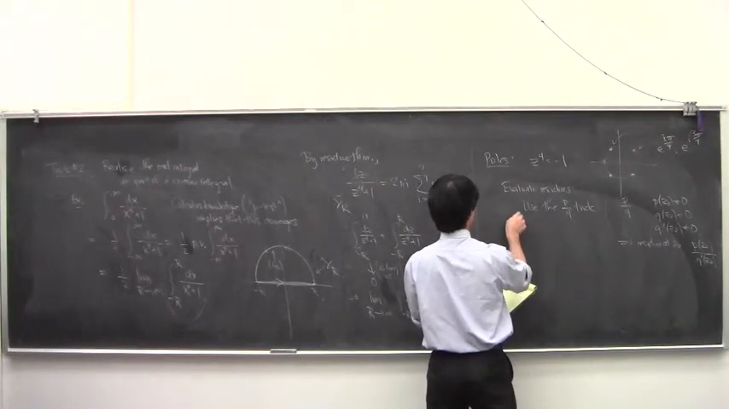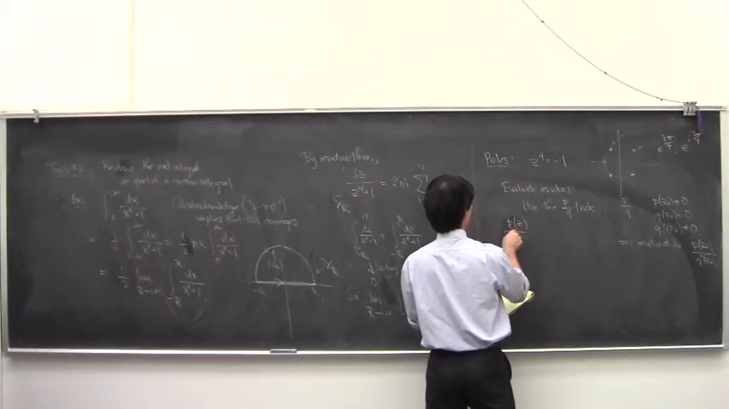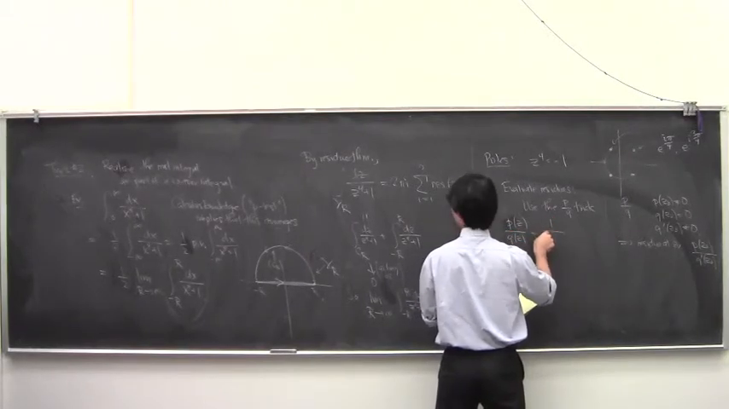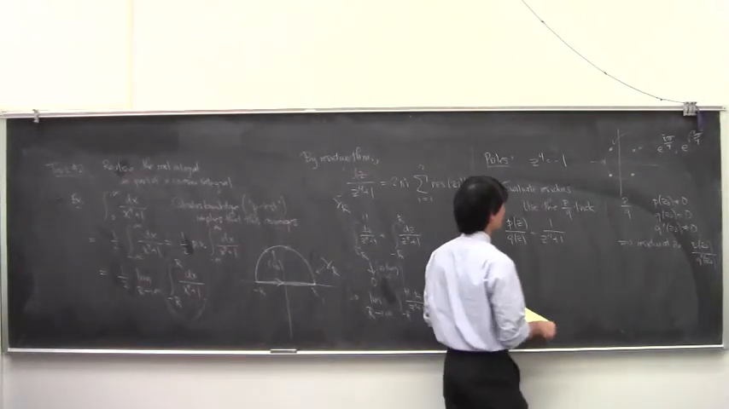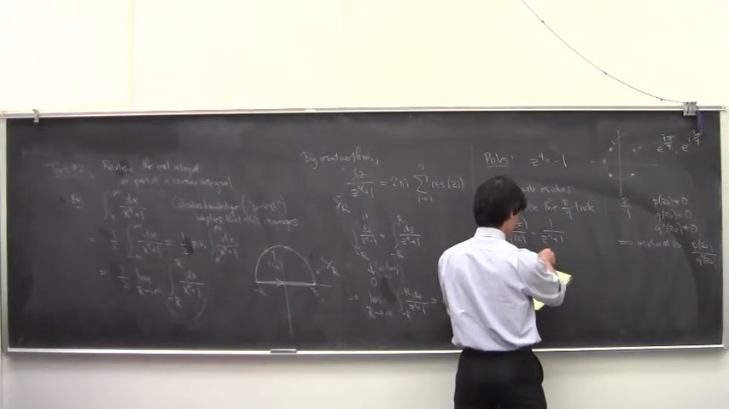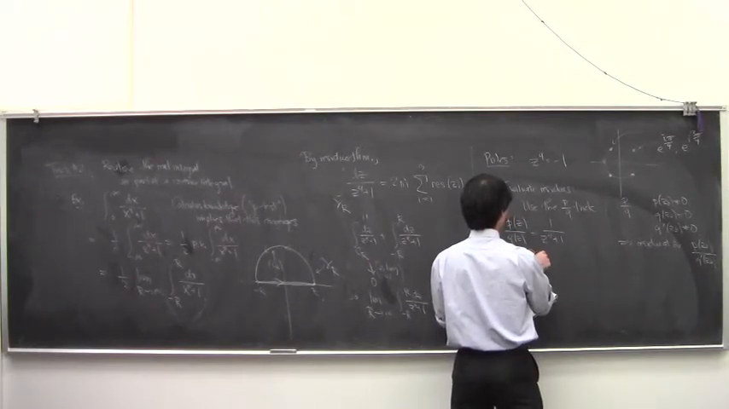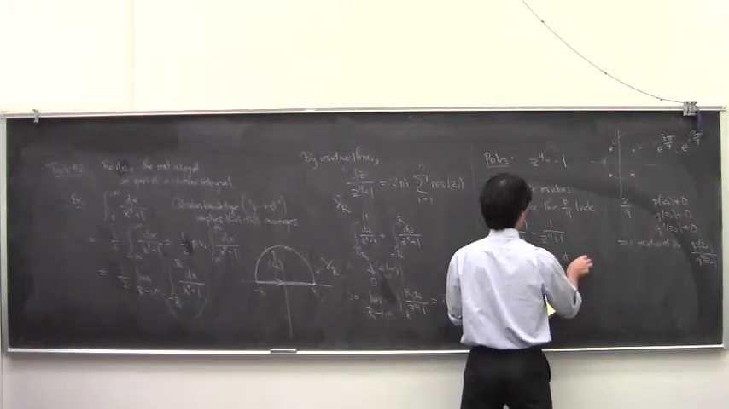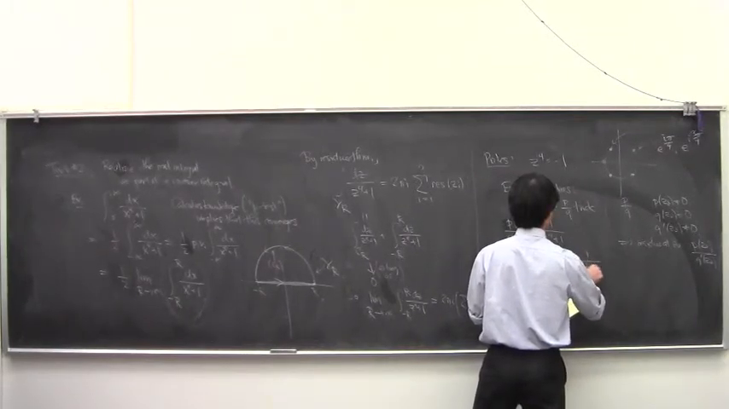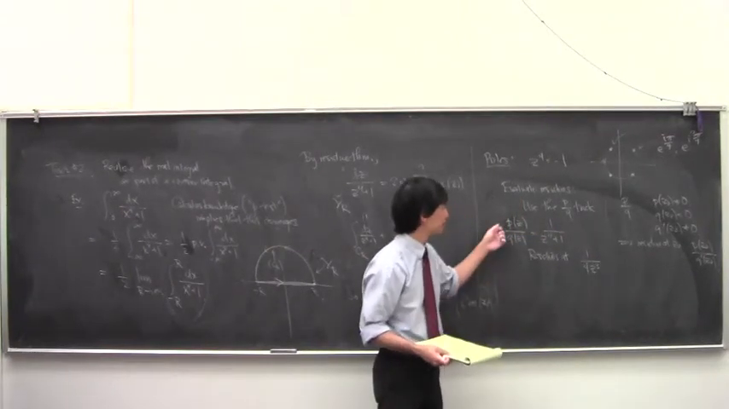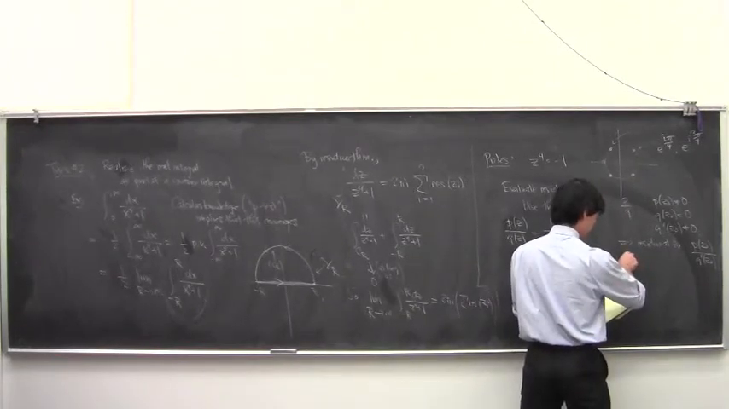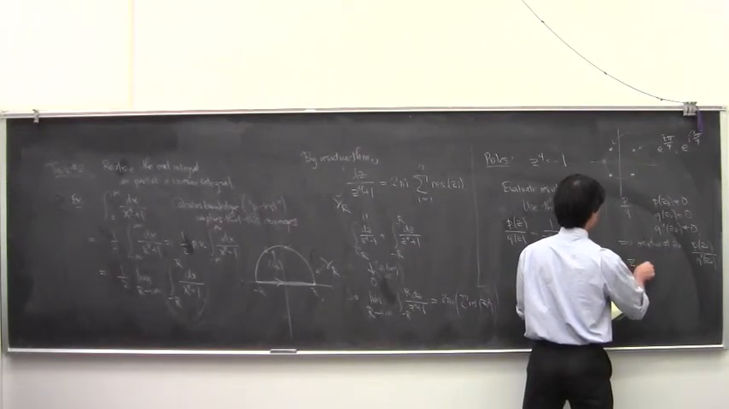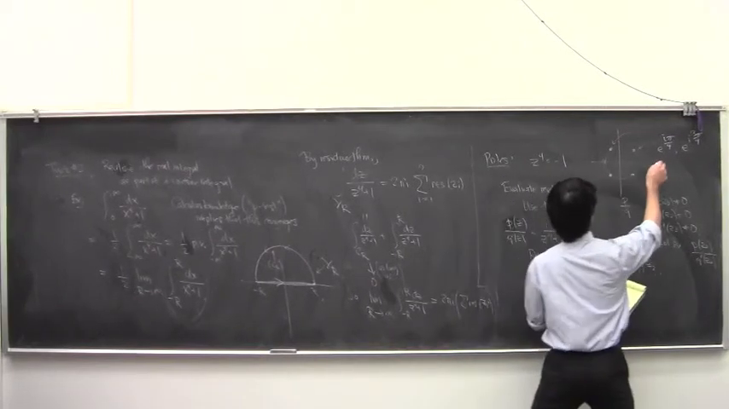Your P over Q is 1 over z to the fourth plus 1. And so the residues are just 1 over 4z cubed, at these two places, z1 and z2.